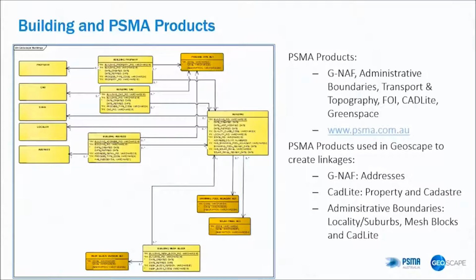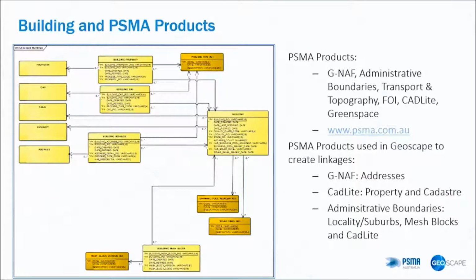So for GNAF, the address file, our relationship is captured in the building address table. In the building spatial table, there's a field called address count. The count in that field will tell you how many addresses are associated with that building, but it doesn't tell you the actual address unless you have access to our products. Our CAD-Light product, the property and cadastre, are captured in the building property and building CAD tables, and the administrative boundaries, particularly the mesh blocks, are captured in the building mesh block table.